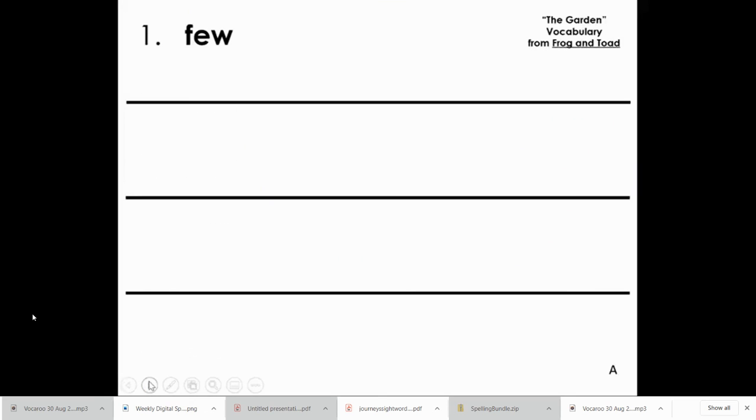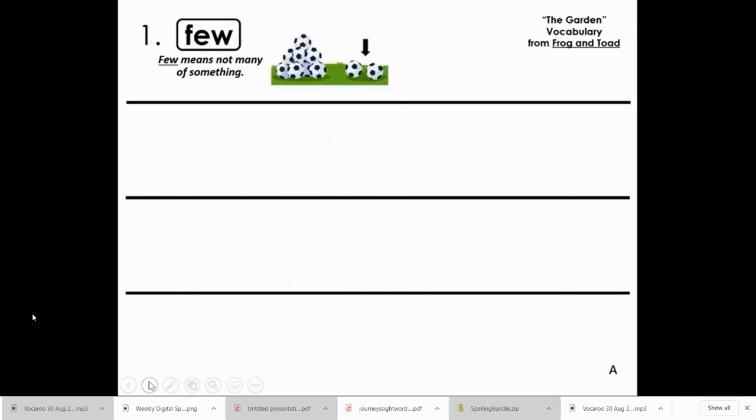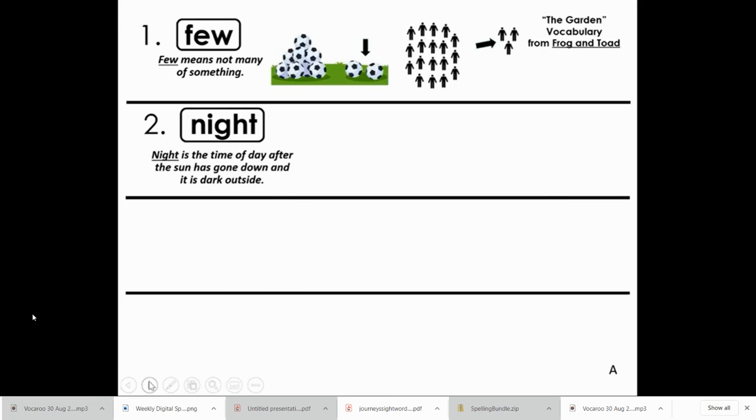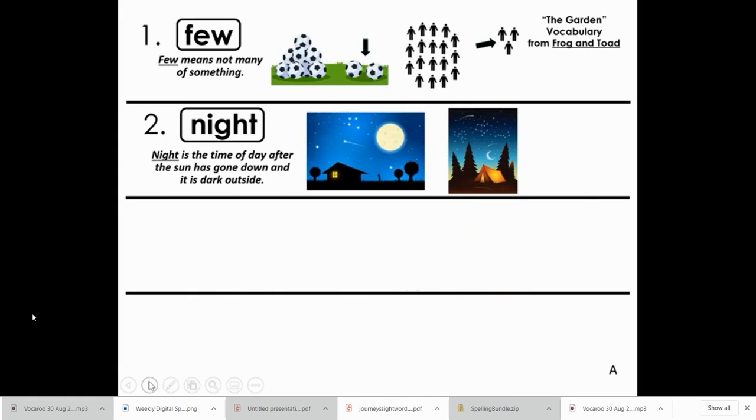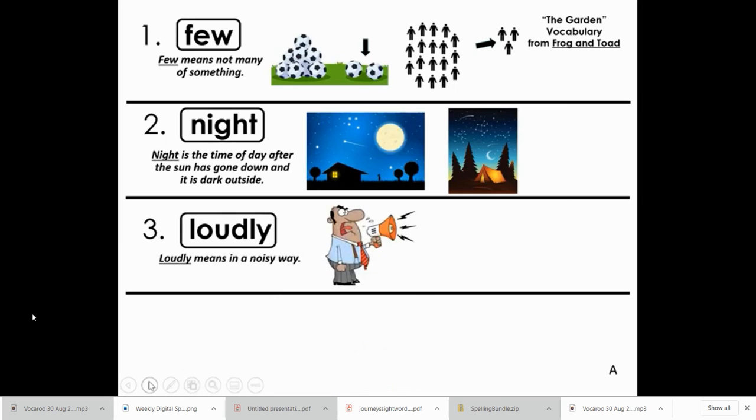Let's take a look at those vocabulary words again. Number 1 was few. Read that word with me, few. Few means not many of something. There are only a few. 2, night. Night is the time of day after the sun has gone down and it's dark outside. Number 3, loudly. Loudly means in a noisy way.